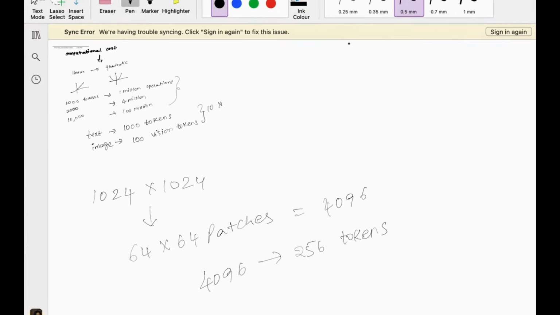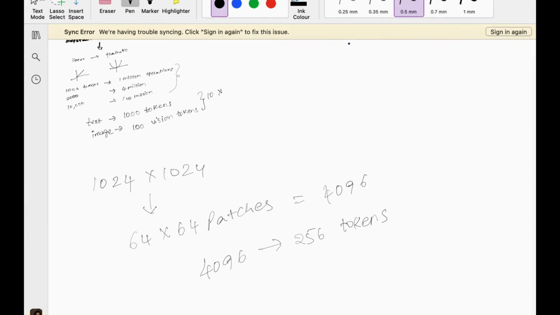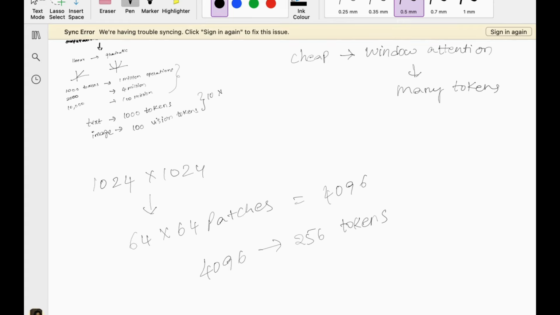Maybe let me write that clearly for you. If you see here, the cheap operation will be window attention, where you have many tokens, like 4,096.